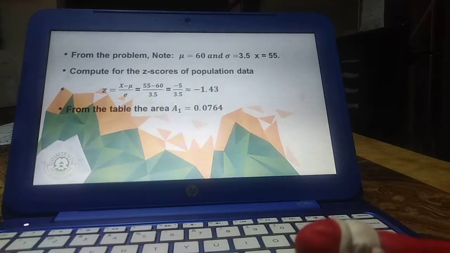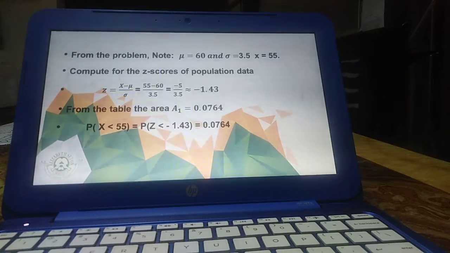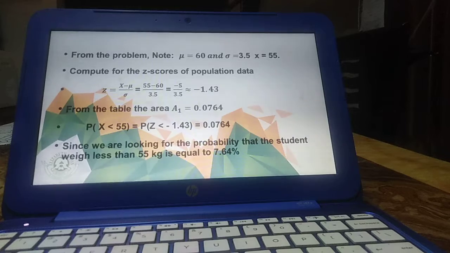But we're looking for the weights below 55, the probability that the weight will be less than 55, or the probability that the z-score is less than negative 1.43. So from the table, we can allocate 0.0764. Our conclusion is therefore, since we're looking for the probability that the student weighs less than 55 kilograms, it will be equal to 7.64%.